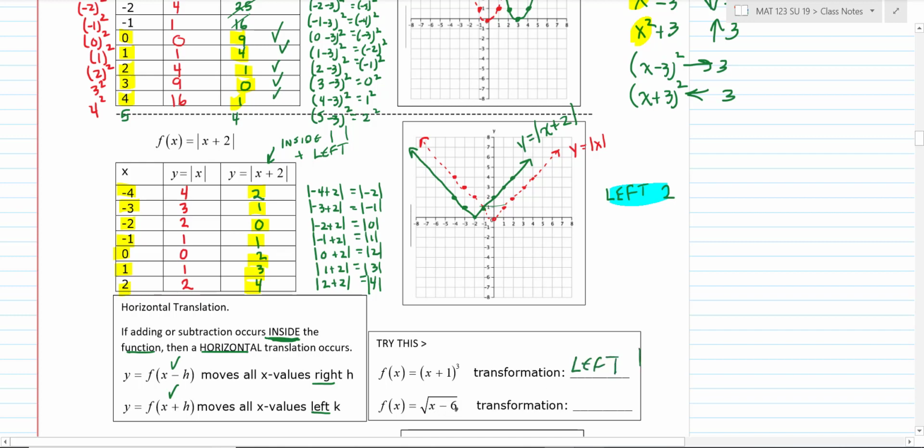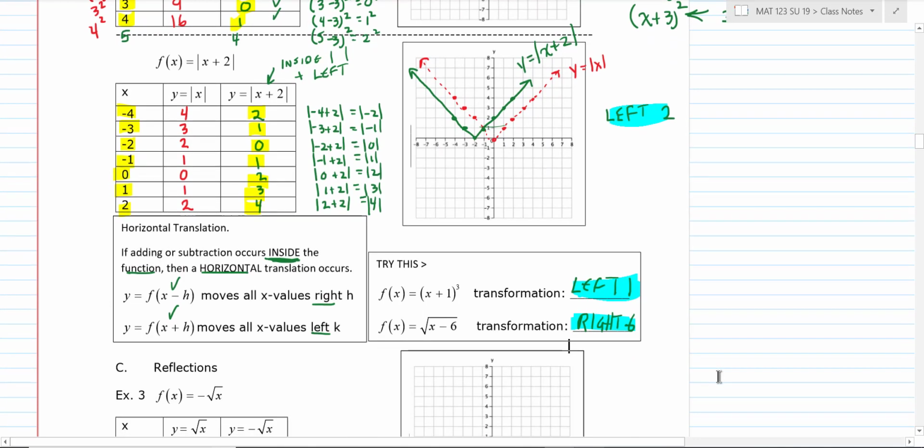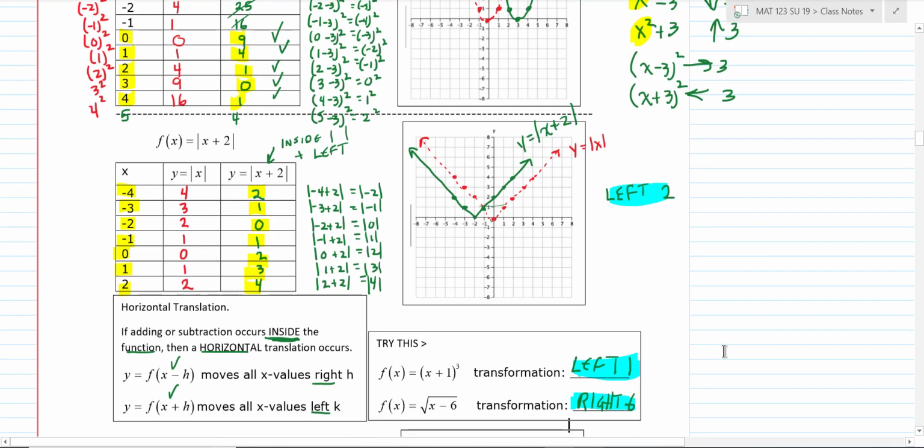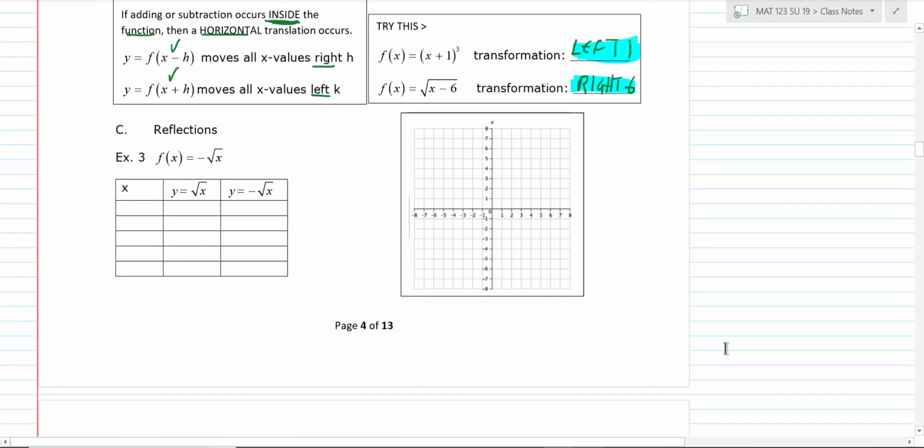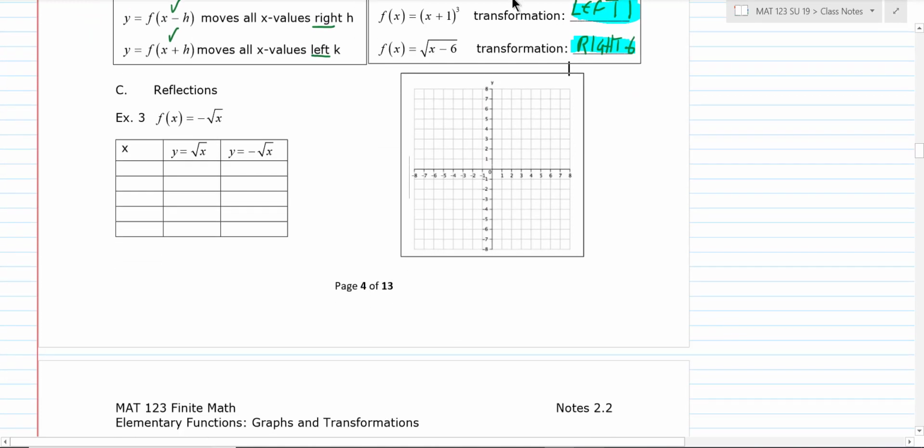And how about this one? Yeah, that's inside the square root. Minus moves you to the right 6. So this one takes you to the right 6. The first one is to the left 1. So you want to be really solid on how that works. Okay. All right. So now next thing we're going to do is move down to part C of this, and then we'll do what we call reflections.